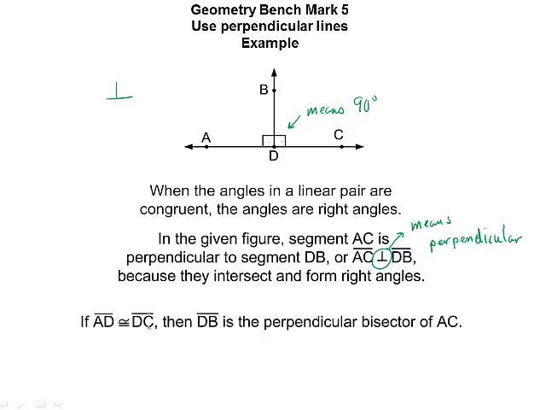So if AD is the same as DC, so if we have this length is the same as this length, then this is also a bisector, and that makes it a perpendicular bisector. Good? Questions?